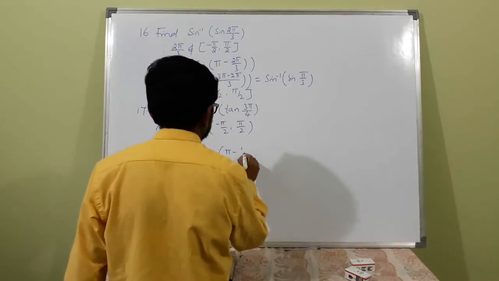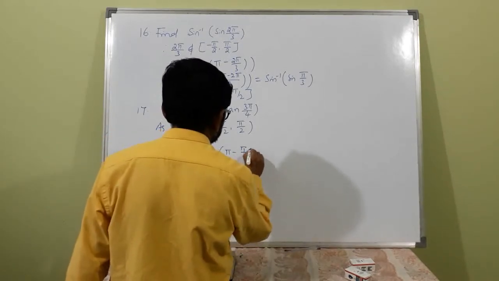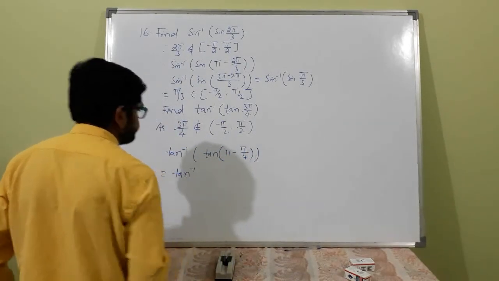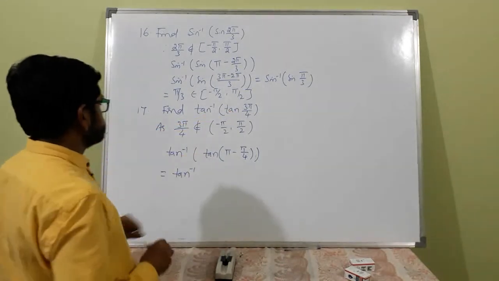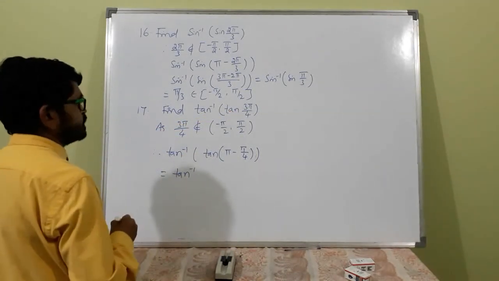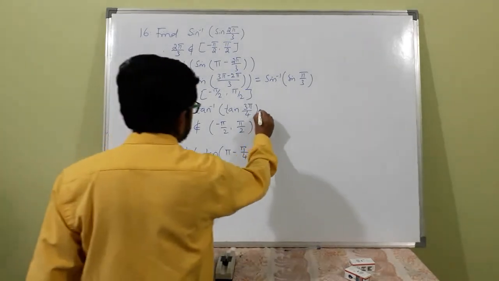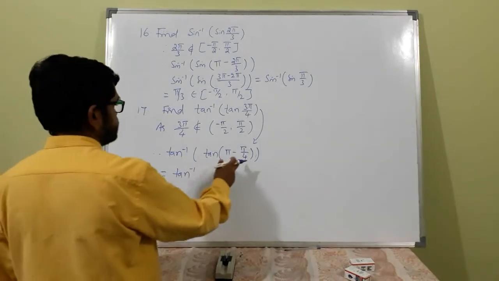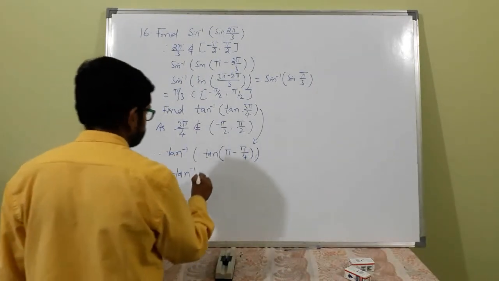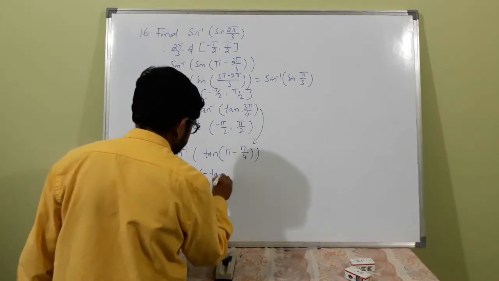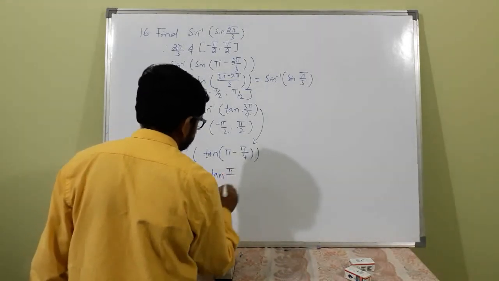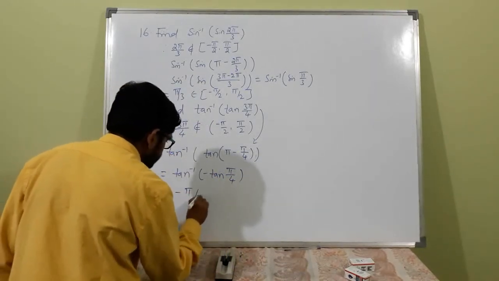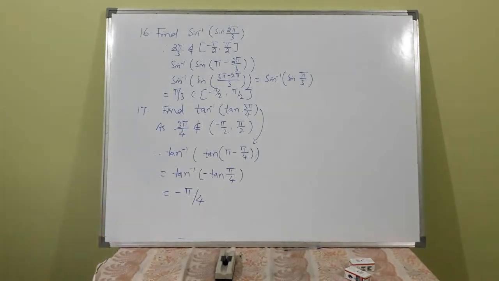This is same as 5 by 4. So this is tan inverse of tan 3 by 4, which can be written as 5 minus 5 by 4. So this is tan of (5 minus theta), which is minus tan theta, in the second quadrant. So minus 5 by 4 is the answer.